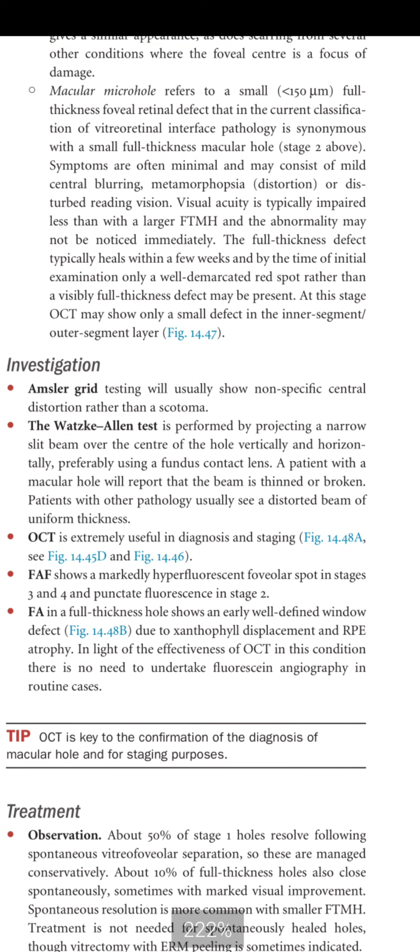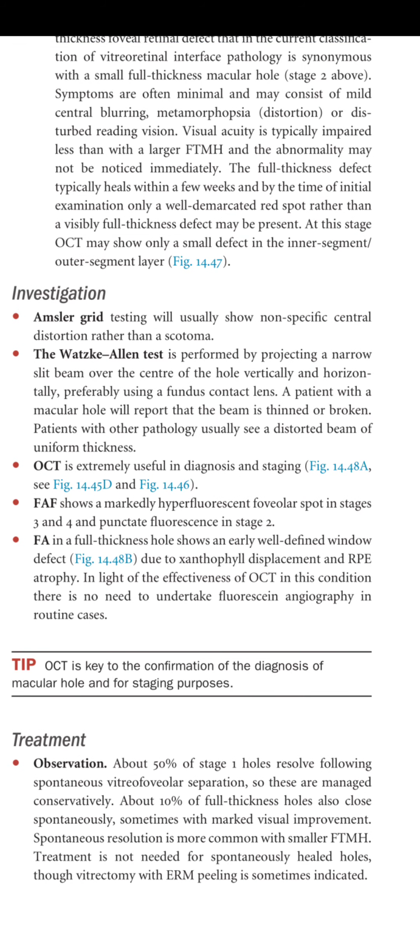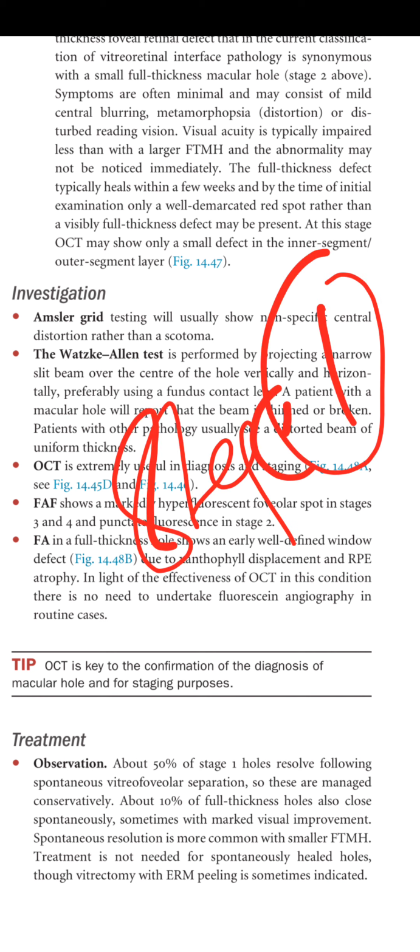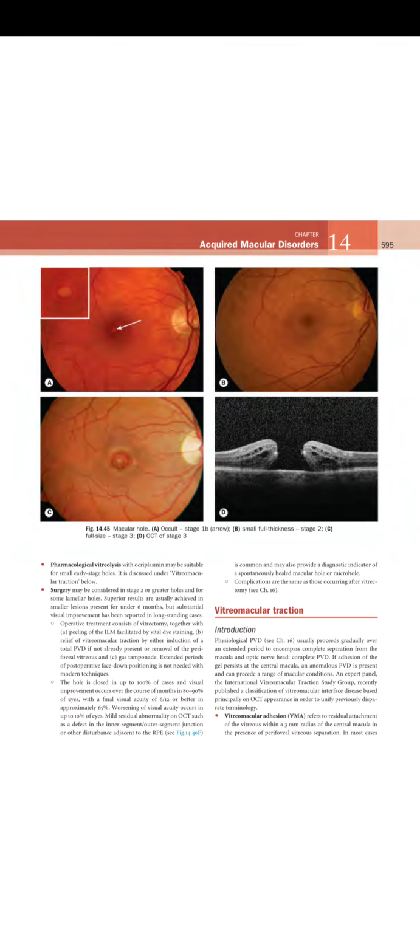So next is, what is the treatment? So observation can be done: about 50% of the stage 1 holes resolve following spontaneous vitreofoveal separation, so these are managed conservatively. So stage 1 is being managed conservatively. About 10% of the full thickness holes also close spontaneously, sometimes with marked visual improvement. Spontaneous resolution is more common with the small full thickness macular hole. Treatment is not needed for a spontaneously healed hole, though vitrectomy with ERM peeling is sometimes indicated.